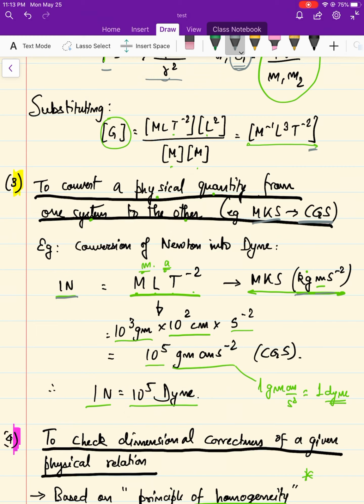But then we know that 1 kg is equal to 1000 grams, and then 10 square centimeter into second inverse square, and then you have 10 to the power 5 gram centimeter per second square. But we know that 1 gram centimeter per second square is 1 dyne. So now we say that 1 Newton is equal to 10 to the power 5 dynes.